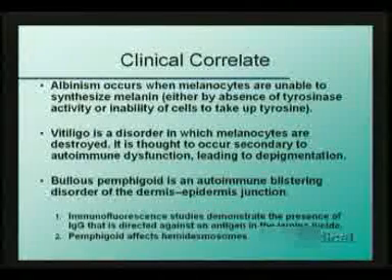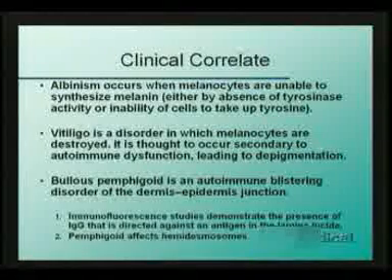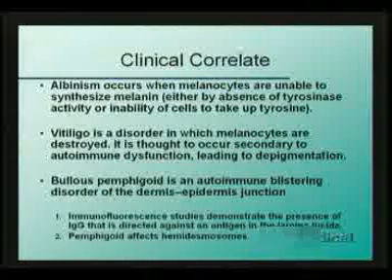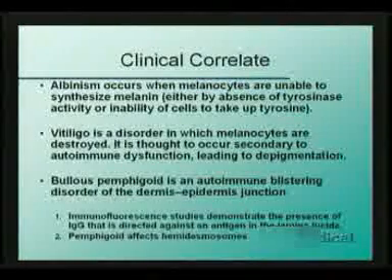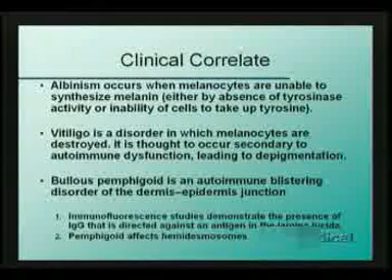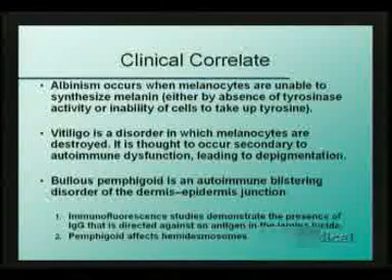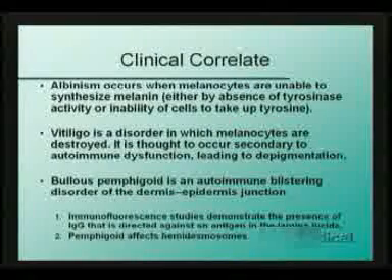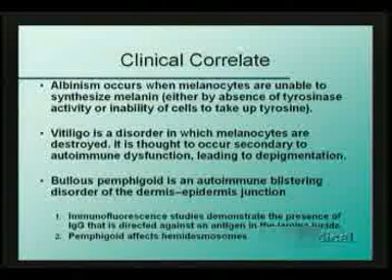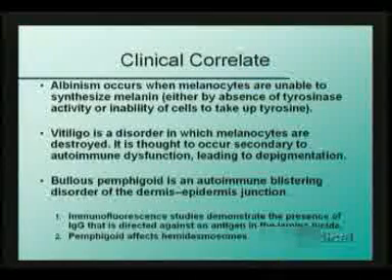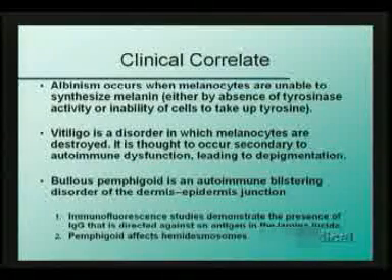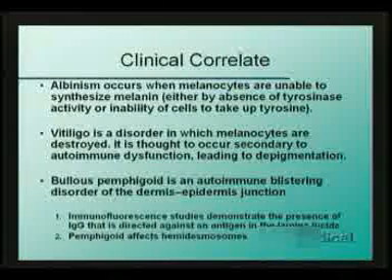Pemphigoid is a blistering disorder that occurs when hemidesmosomes are disrupted between the basal layer of the epidermis and the epidermal junction. So pemphigus was a desmosome disorder between keratinocytes. Pemphigoid is a blistering disease, again autoimmune, that results in a disruption of hemidesmosomes at the level of the dermis-epidermis junction.